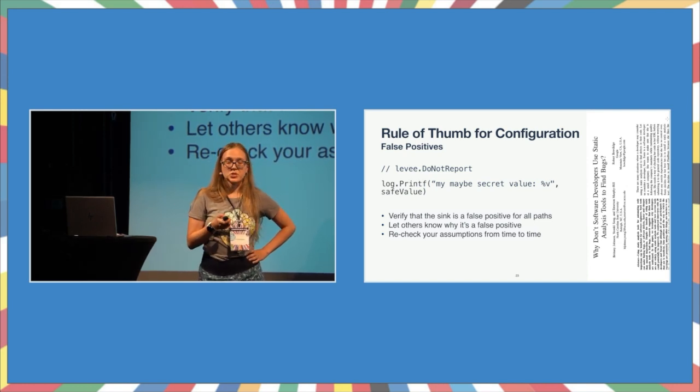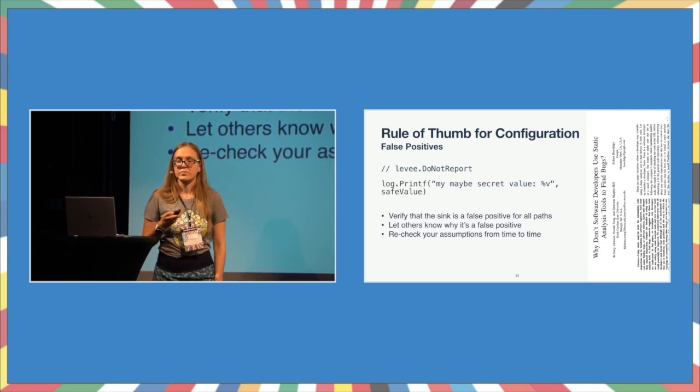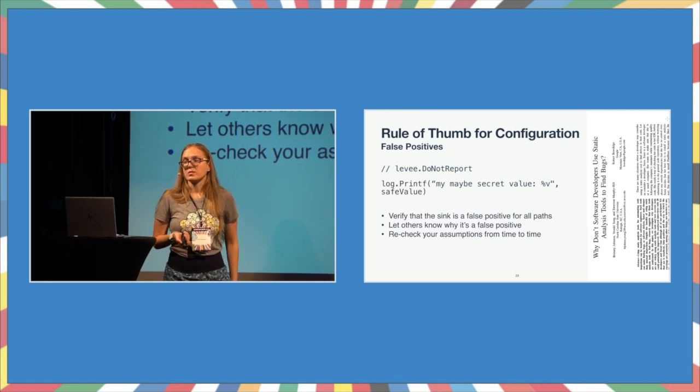We give you an option to tell us that you think there is a problem, but you say it's a false positive. You can achieve this by adding the command leave, do not report. And then GoFlowLeeve will not report this finding as a true positive anymore.